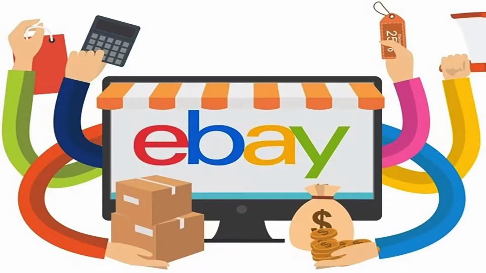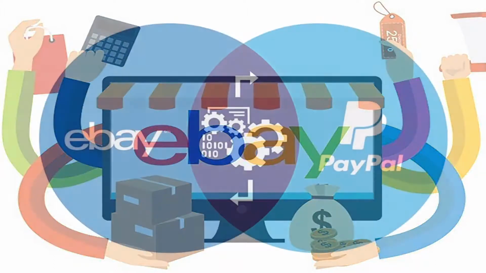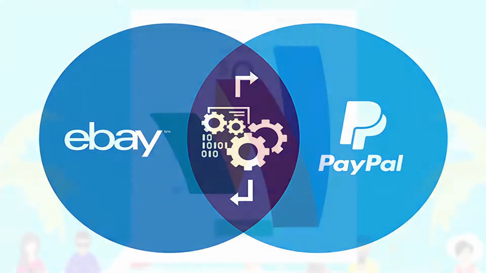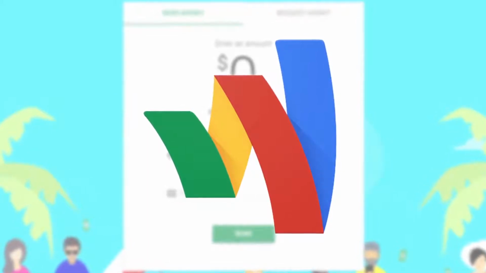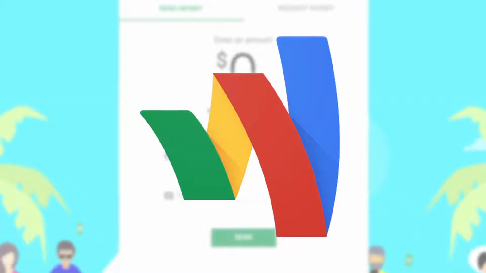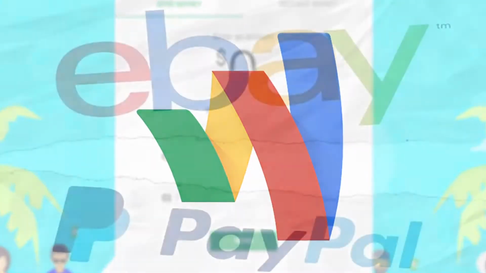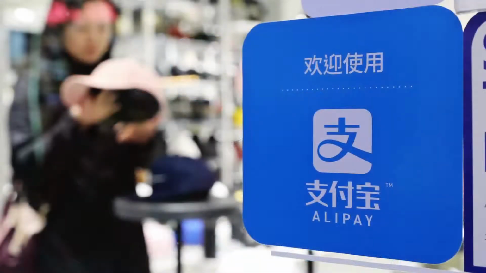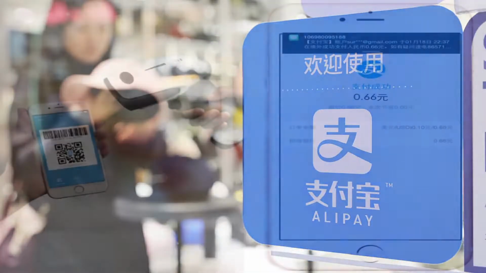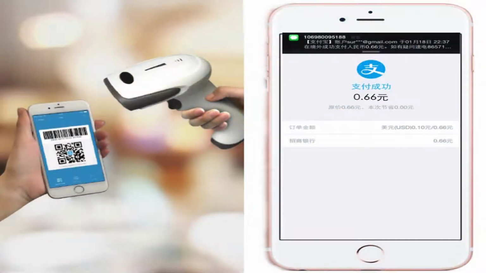eBay tried to defeat PayPal with monopolistic power and marketing gimmicks, but after realizing that its customers preferred PayPal as their payment solution, eBay acquired PayPal. Google Wallet was launched in 2011 to facilitate payments and transfer money online similar to PayPal. In September 2014, eBay announced PayPal's separation. At the same time, Alipay succeeded beyond PayPal and became the biggest mobile payment solution.